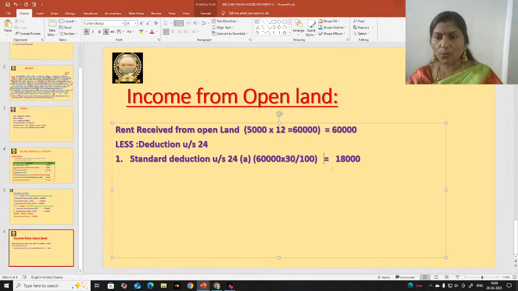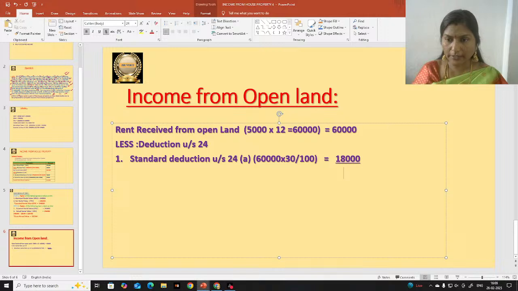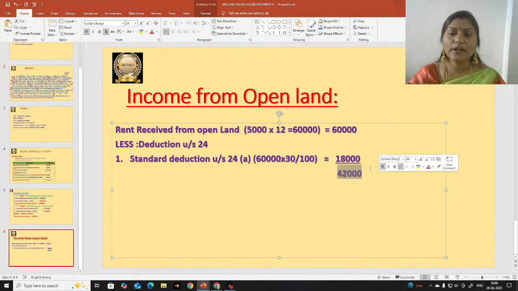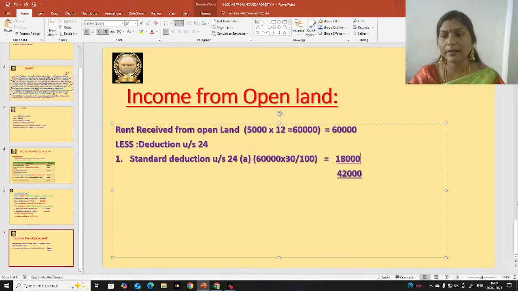Okay, and let us do the total of this. If we deduct this, how much will we get? You can see how much we will get. 60,000 minus 18,000 is 42,000. We get 42,000. So 42,000 is the income that is taxable. Okay, so he is going to pay tax on 42,000 income. Hope this is clear for everyone.